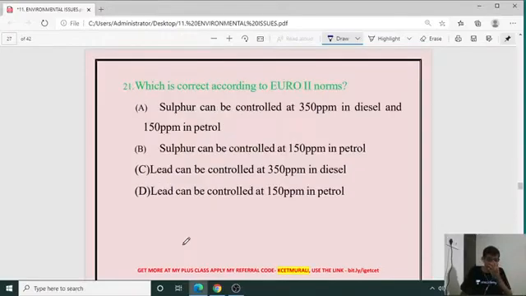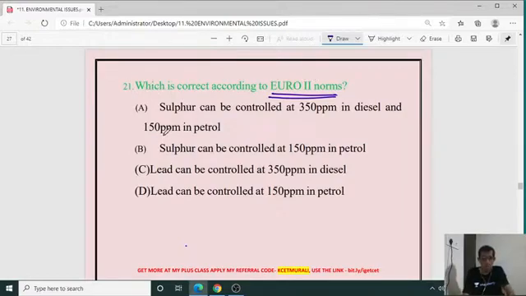Then which is correct according to Euro 2 norms? Euro 2 norms. Of course we are now with Bharat Stage 6, isn't it? Euro 2 norms means Bharat Stage 2. Now we are with Bharat Stage 6, BS6 vehicles. So what about BS2 norms or Euro 2 norms?